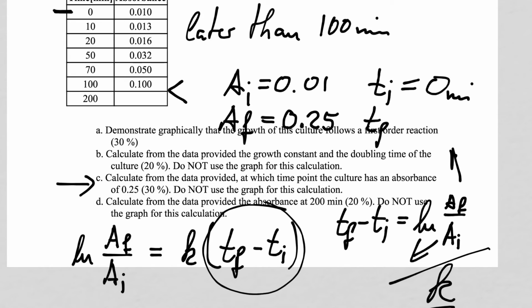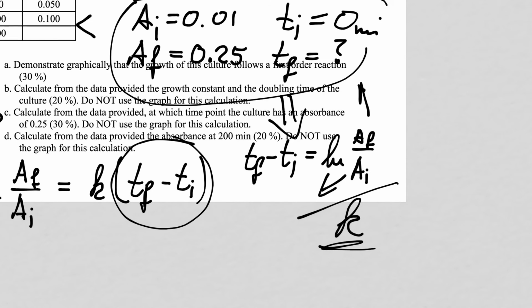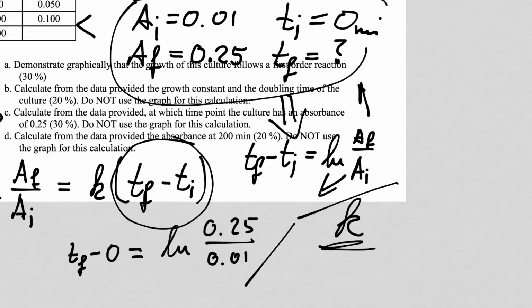What is T final? Well, actually, that is what we are looking for. That's the time. So all we need to do is now put these numbers that we have here into this equation. And we get T final minus 0 equals ln A final, 0.25 divided by 0.01, divided by 0.023 minute to the minus 1.